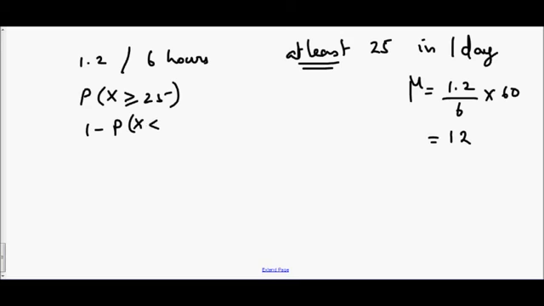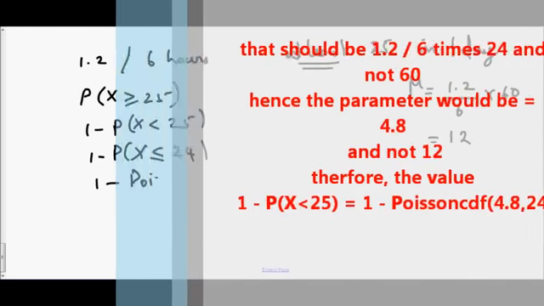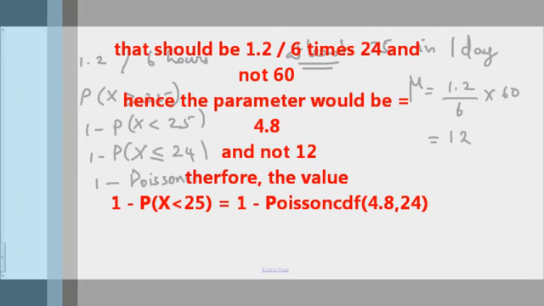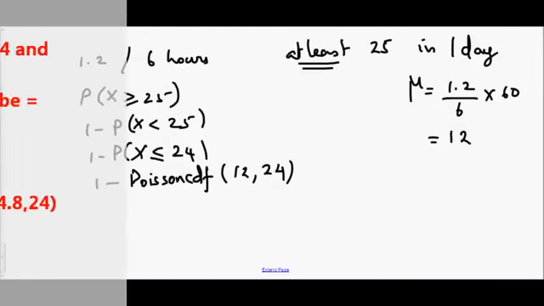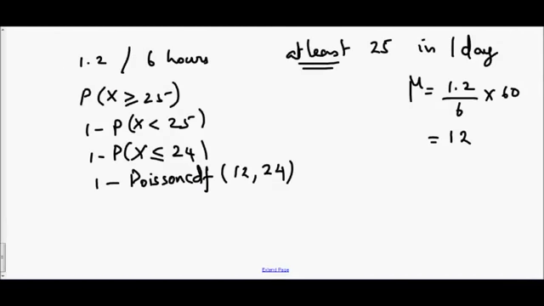you need to change the question: P(X ≥ 25) becomes 1 minus P(X ≤ 24). Put this into the GDC, and you can get the answer directly. And in Poisson distribution, both mean and variance are equal to the value of mu.